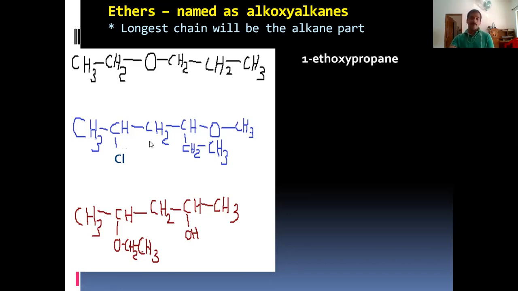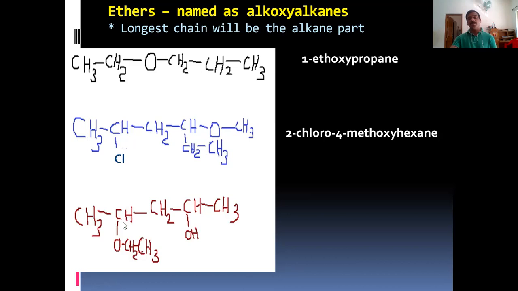Here CH3, CHCl, CH2, CH, CH2, CH3, OCH3. How to select the longest chain? 1, 2, 3, 4, 5, 6. This is the longest chain containing 6 carbon atoms. 1, 2, 3, the third carbon atom has an OCH3 group. 4, 5, the fifth carbon atom has chloro. If you start numbering from this side, the second carbon atom itself gets a substituent. So you have to start numbering from this side. 1, 2, 3, 4. So 2-chloro, 4-methoxyhexane.